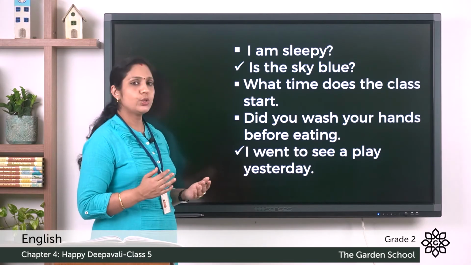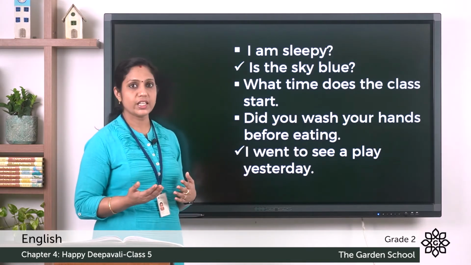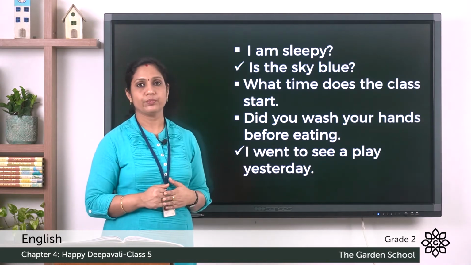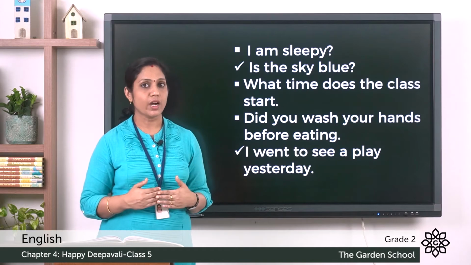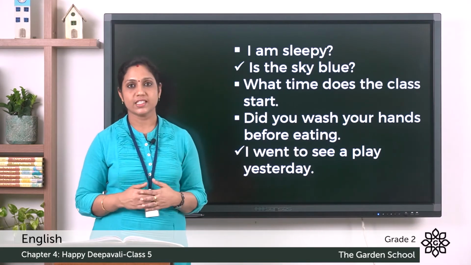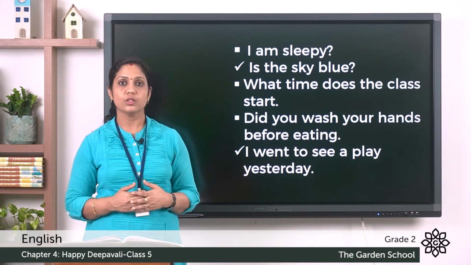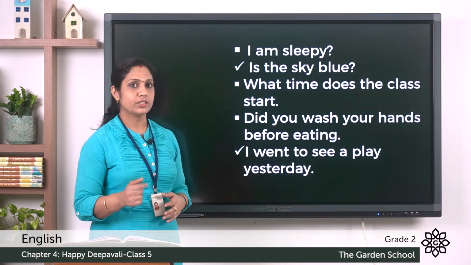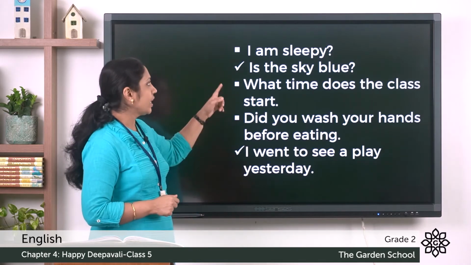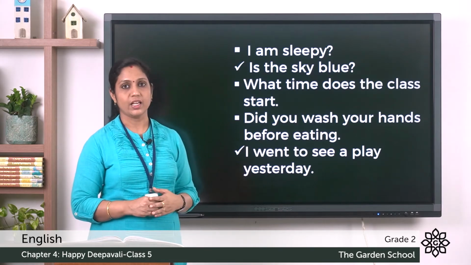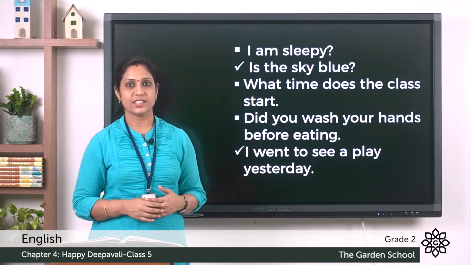The next one, did you wash your hands before eating? That is also a question being asked, but they have given a full stop. So that punctuation mark is also not correct. And the last one, I went to see a play yesterday. That's a statement being said. So there a full stop is inserted. So that sentence is correct. So the two sentences are correct in that. Is the sky blue? And the last sentence, I went to see a play yesterday. So you can tick these two sentences there.